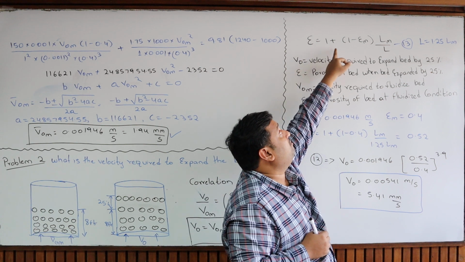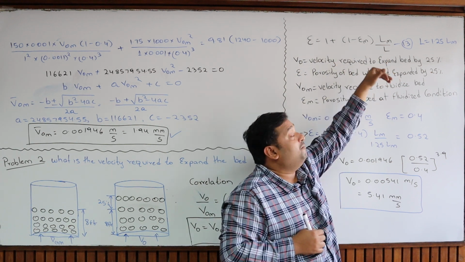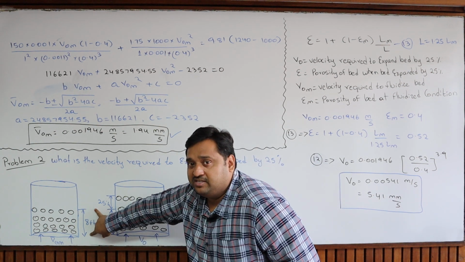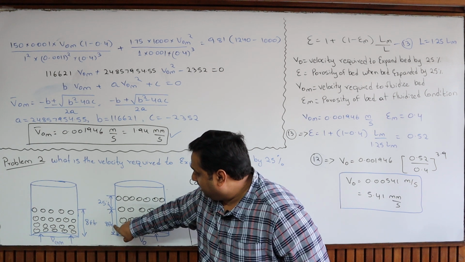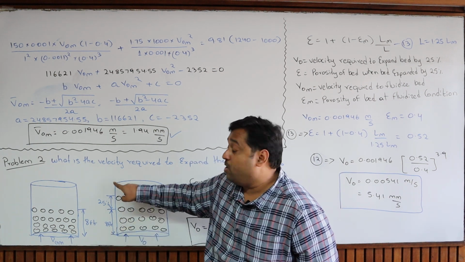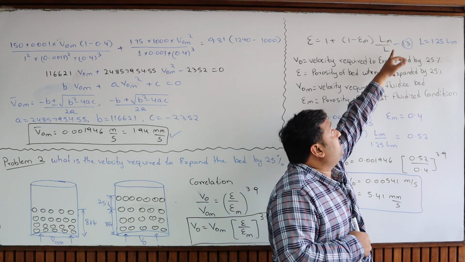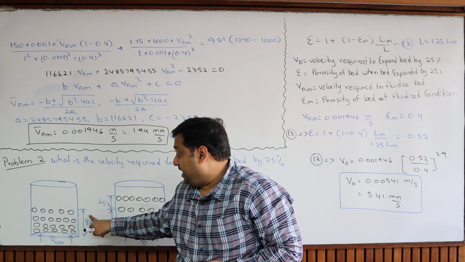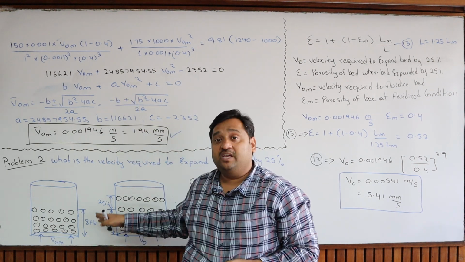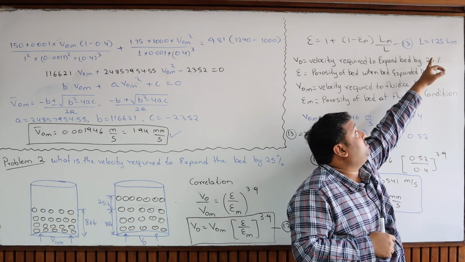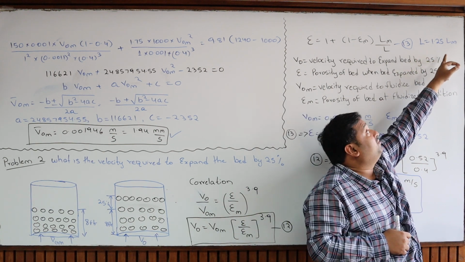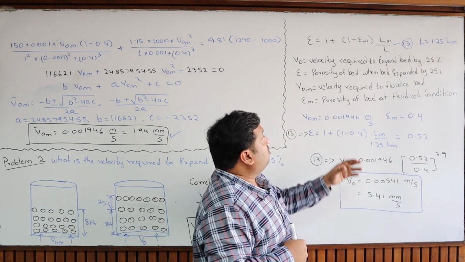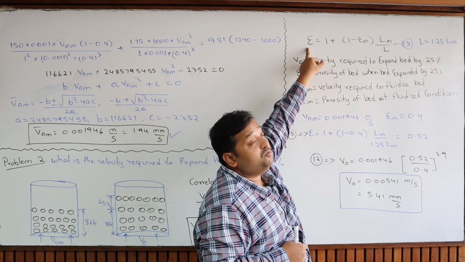For the new porosity, this is the equation. The new porosity is equal to 1 minus (1 minus epsilon m) into Lm by L. Lm is the length of the bed at minimum fluidization condition, which is 8 feet, and L is the new length of the bed, which is the original 8 feet plus 25% of this 8 feet. So the new L is equal to 1.25 Lm, because it is 25% extra. L equal to 1.25 Lm. If you substitute these values, you get the new porosity.